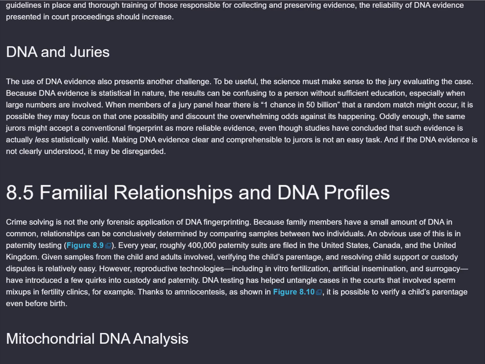With clear guidelines in place and thorough training of those responsible for collecting and preserving evidence, the reliability of DNA evidence presented in court proceedings should increase.